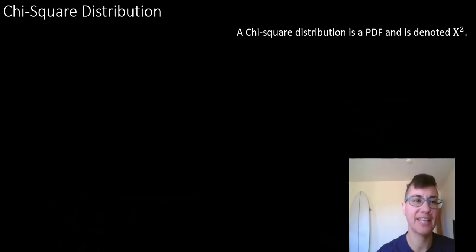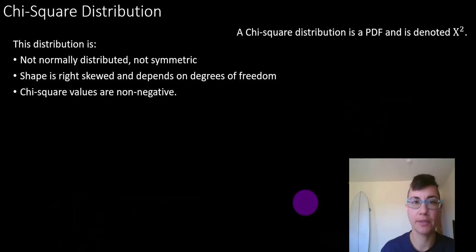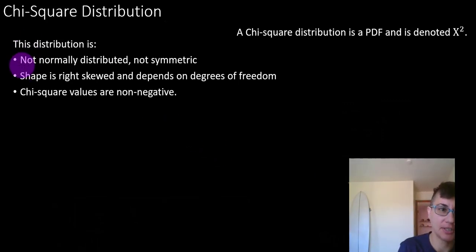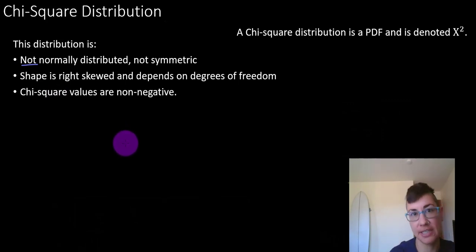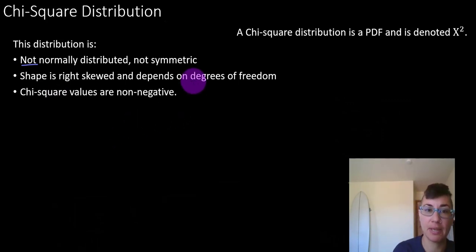Hey folks, we're going to discuss a new type of PDF, the chi-square distribution. And the chi-square distribution is different than most PDFs that we've seen thus far. Namely, we've mostly been working with normal distributions, such as the standard normal, the t-distribution. However, the chi-square distribution is not normally distributed and not symmetric. But like the t-distribution, its shape depends on degrees of freedom, which we'll see shortly.